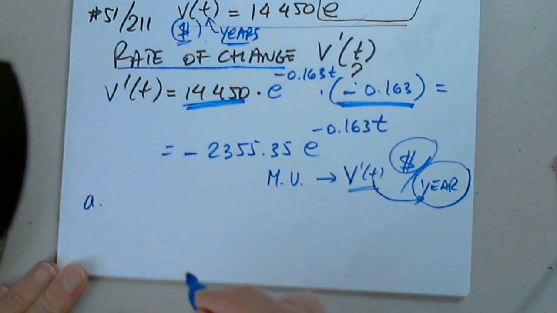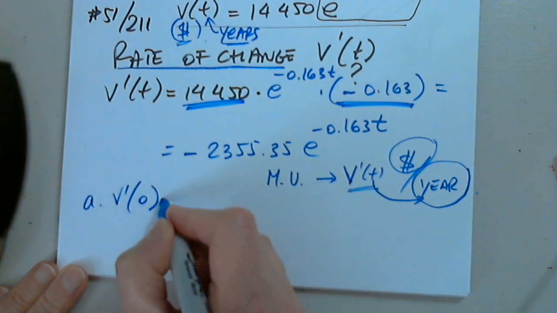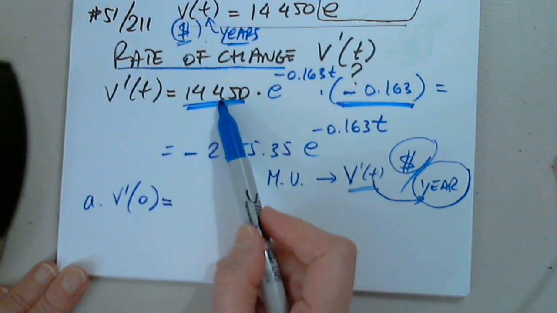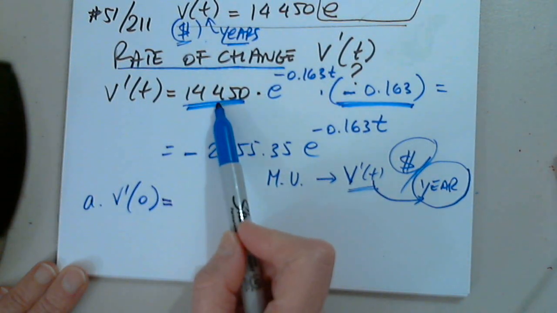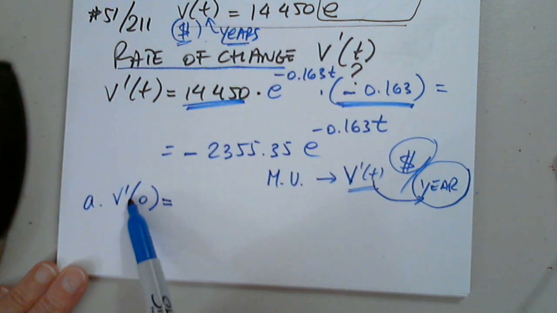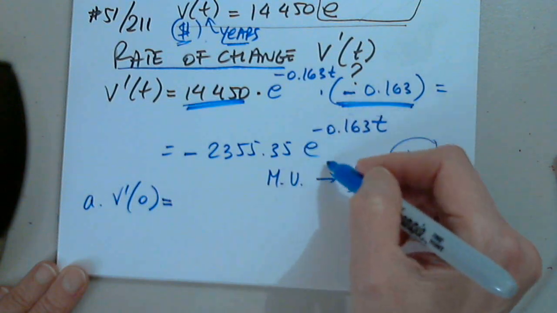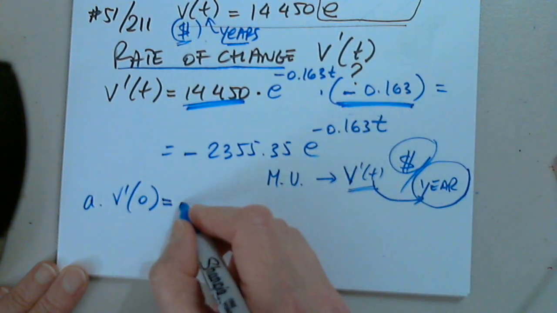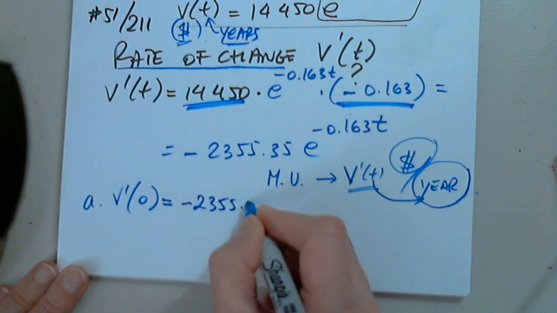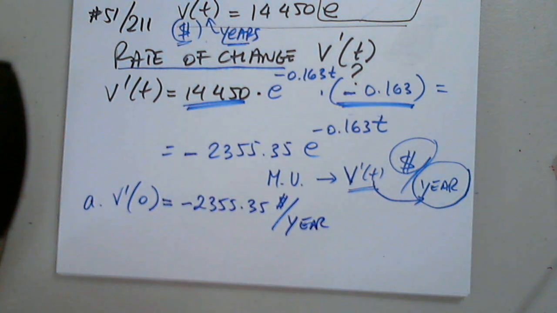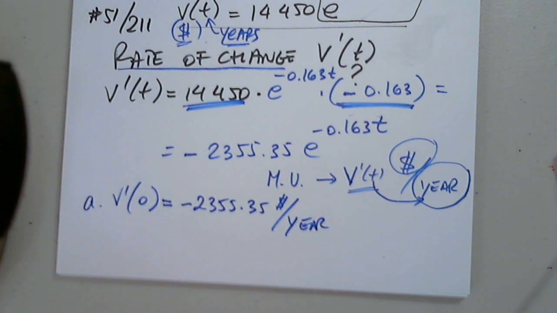So in part A, V prime of 0, because the function has the value of 2019. So V prime of 0, when this is 0, this whole thing is 1, as we discussed a few minutes ago. So this is negative $2355.35 per year. Good. Let's see what they want in part B.